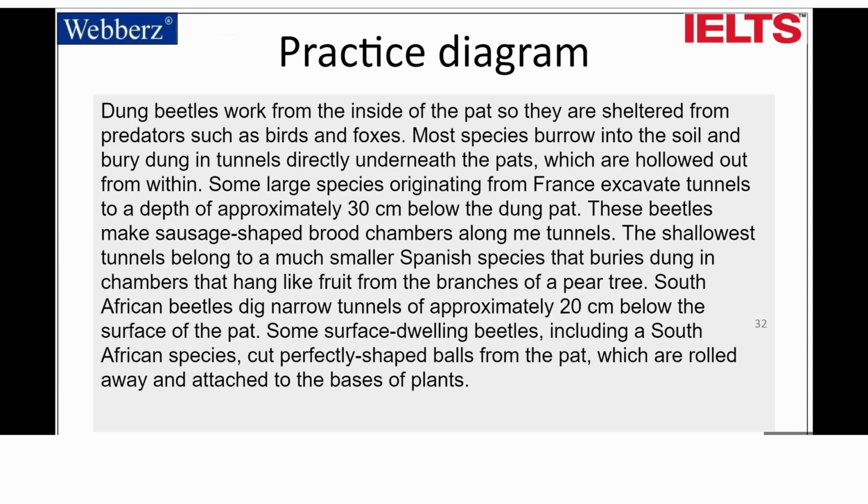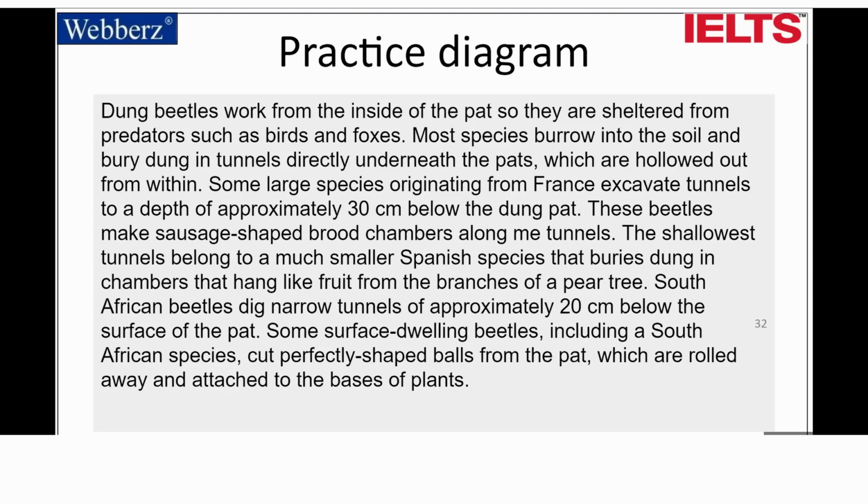Dung beetles work from the inside of the pad, so they are sheltered from predators such as birds and foxes. Most species burrow into the soil and bury dung in tunnels directly underneath the pads, which are hollowed out from within. Some large species originated from France excavate tunnels to a depth of approximately 30 centimeters below the dung pad. These beetles make sausage-shaped brood chambers along the tunnels.